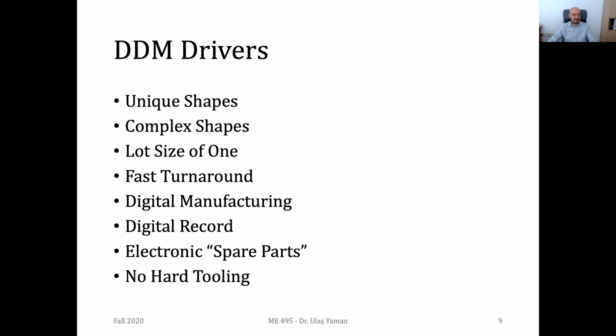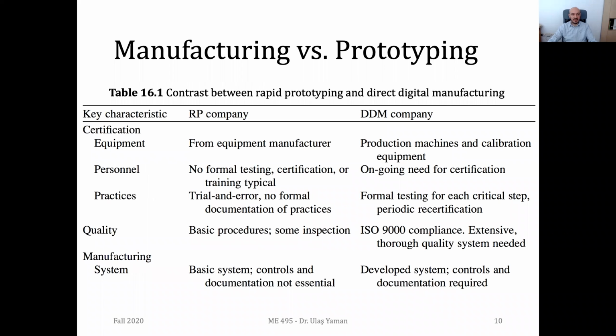We want to make use of all these advantages in the direct digital manufacturing approach. So now let's briefly compare two companies. The first one is a Rapid Prototyping company, and the other one is a Direct Digital Manufacturing company. I would like to focus on the differences in terms of different properties. First of all, let's have a look at the certification of equipment.